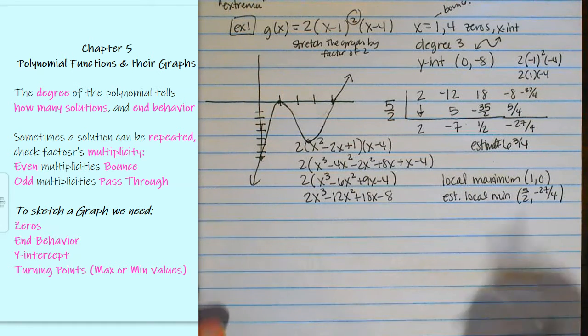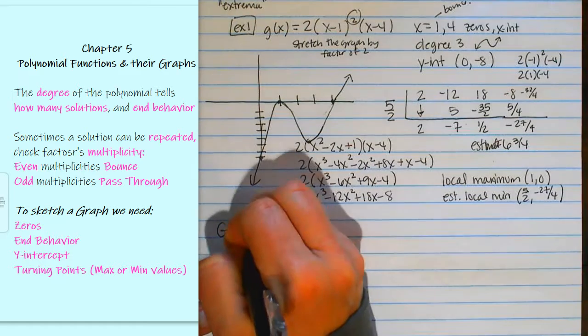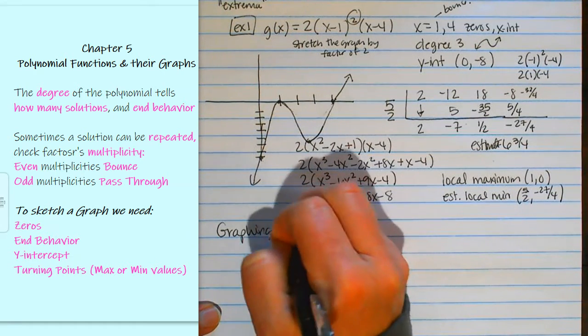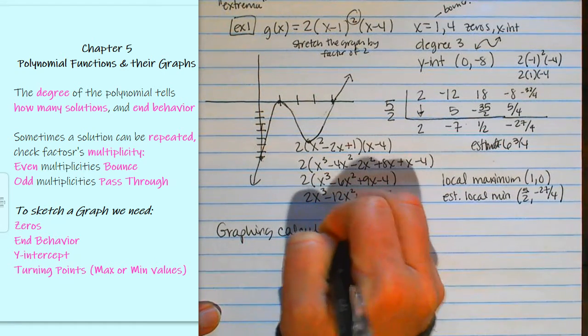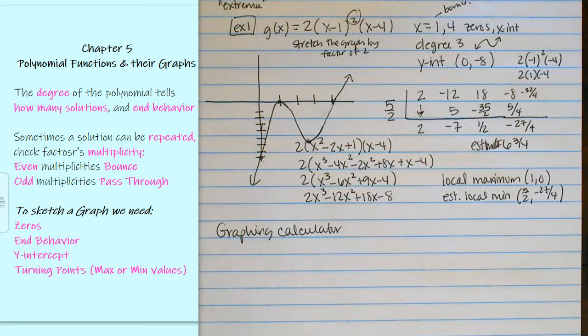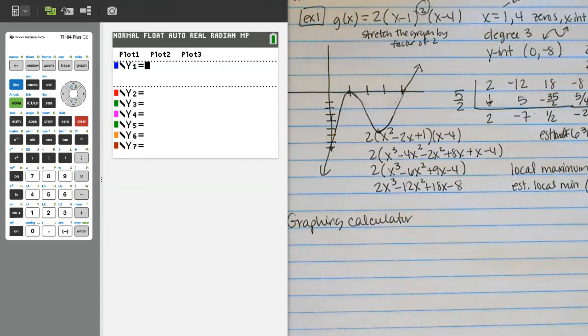So now let's do the same thing with our graphing calculator. So find your calculator and let's do some of this math together. So on my calculator, I'm going to use this same function. I'm going to type it in just as it was given to me with the 2, and I can type in parentheses x minus 1, parentheses, squared, and then parentheses, x minus 4. And I could graph that.